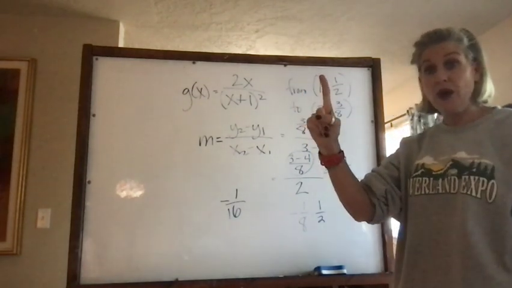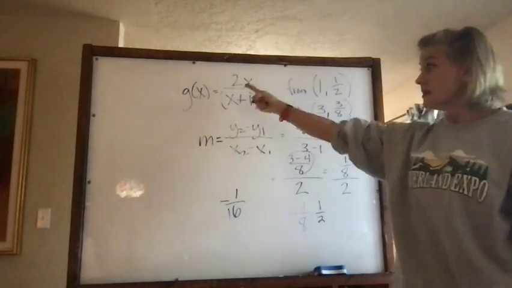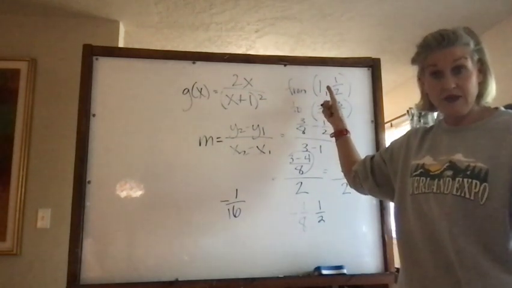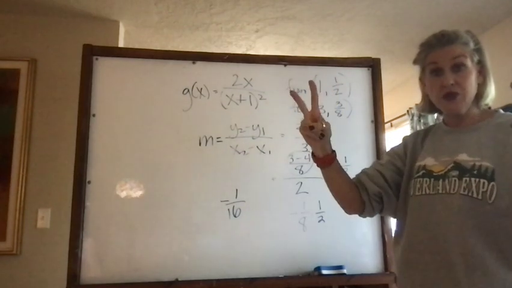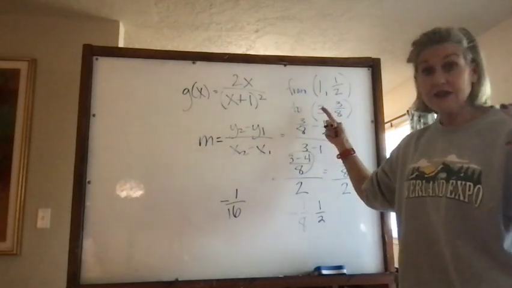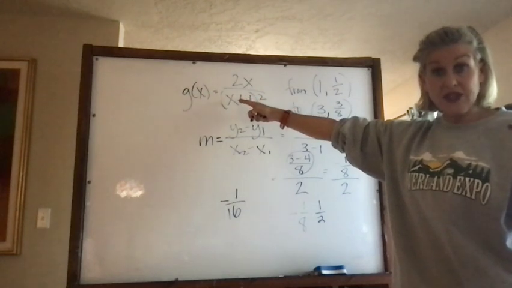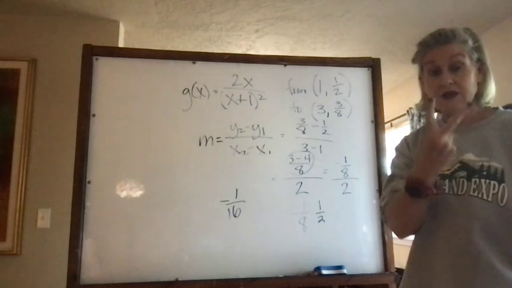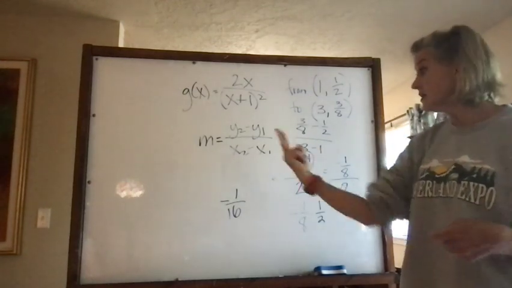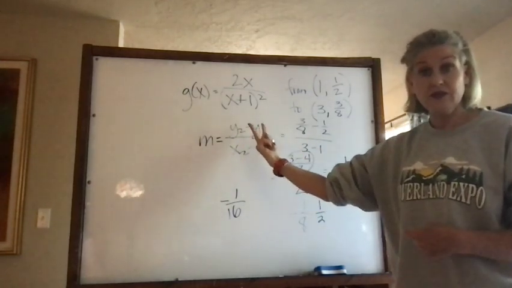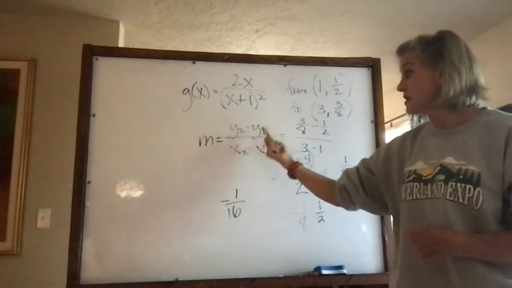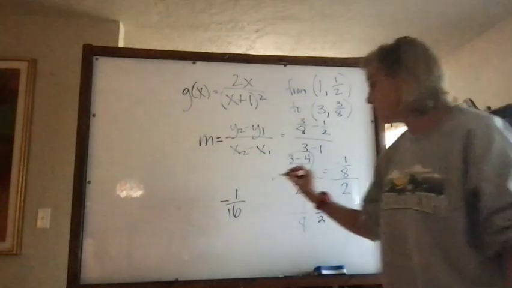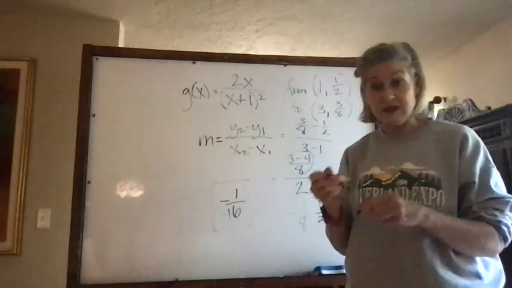Think of it as 3 steps. Step 1, pick one of your x's, plug it into the given function, find the associated y. That's 1 point. Step 2, pick the other x, plug it into the given function, find the associated y. That's your other point. Now that you have 2 points, you use the formula for slope. y2 minus y1 over x2 minus x1, and whatever that math gives you is the average rate of change.